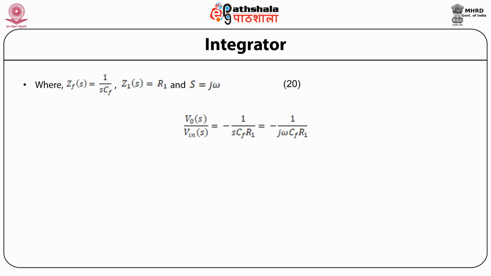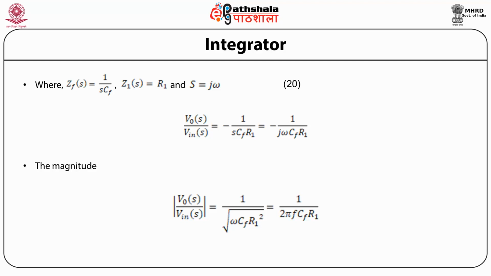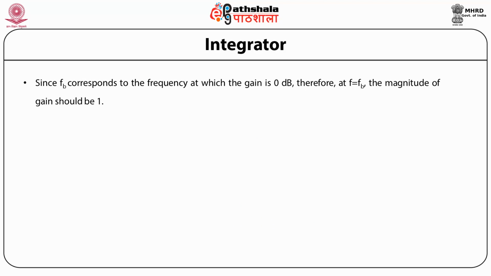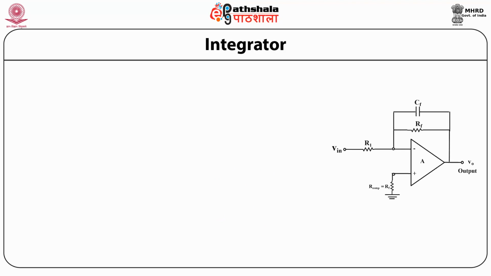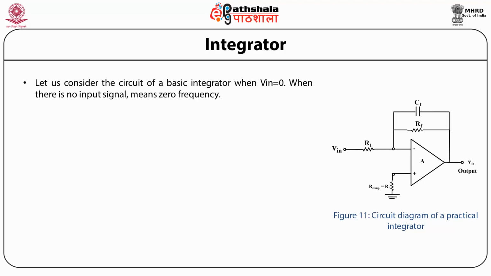Thus, V0 of S divided by Vin of S is equal to minus 1 divided by SCf R1, which is also equal to minus 1 divided by j omega Cf R1. The magnitude of the output voltage, that is modulus of V0 of S by Vin of S, is equal to 1 divided by square root of omega square Cf square R1 square, which is equal to 1 by 2 pi f Cf R1. Since Fb corresponds to the frequency at which the gain is 0 decibel, therefore at f is equal to Fb, the magnitude of gain should be 1. Thus, 1 by 2 pi Fb Cf R1 is equal to 1 or Fb is equal to 1 divided by 2 pi Cf R1.